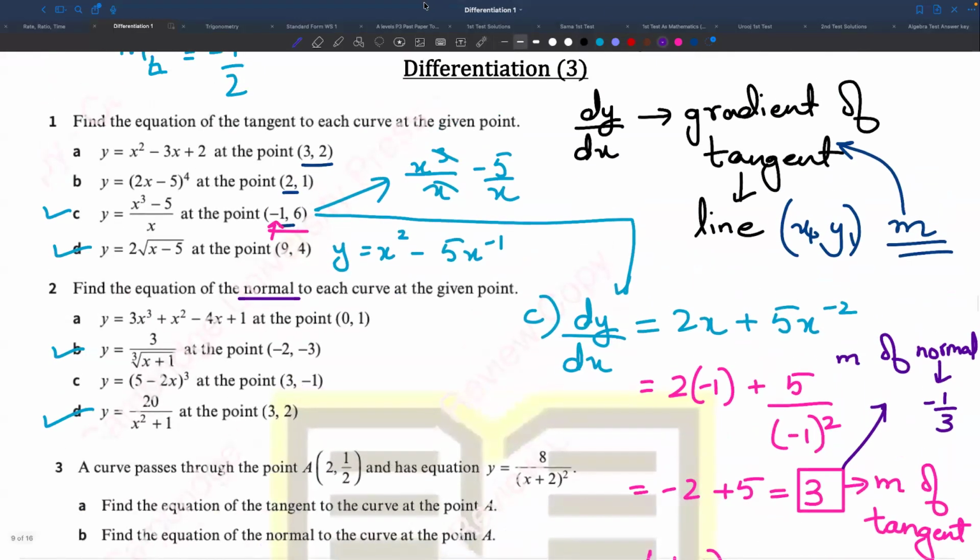Right? Umar and Uruj and Sama, give me a thumbs up if it is understood how to find the equation of both tangent and normal. Okay, carry on now.